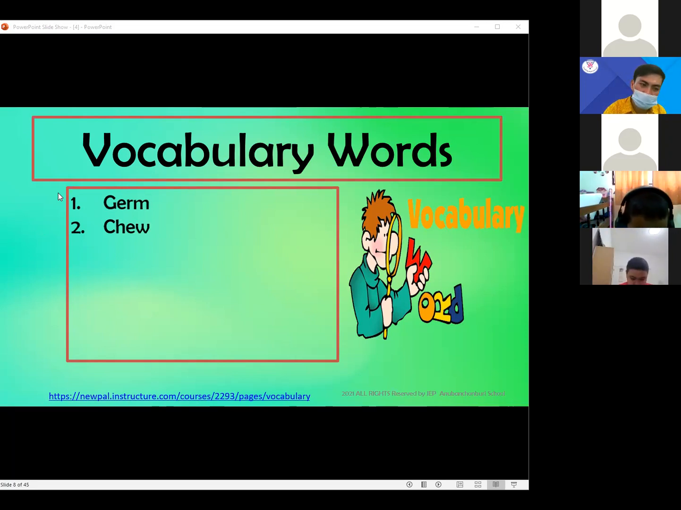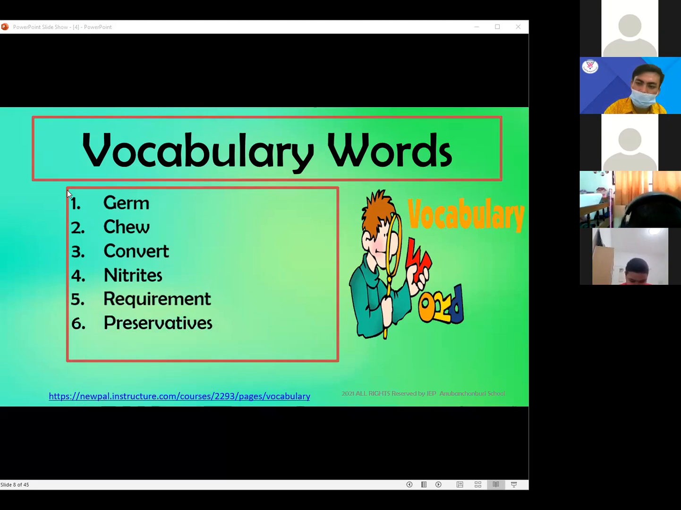Okay, number two, chew. Number three, convert. Number four, nitrites. Requirement. Preservatives. Undigested.